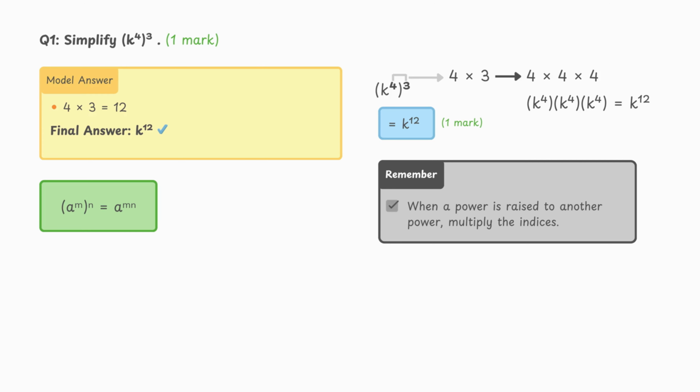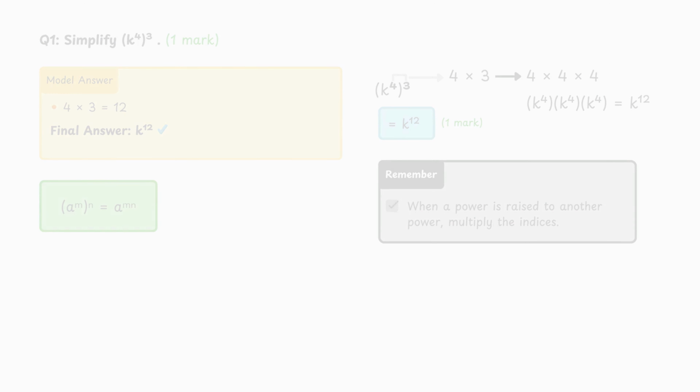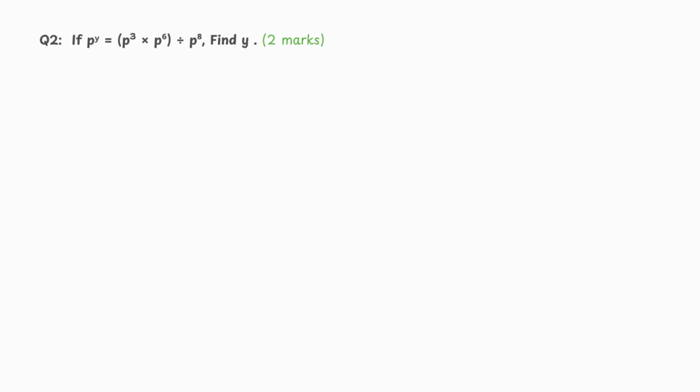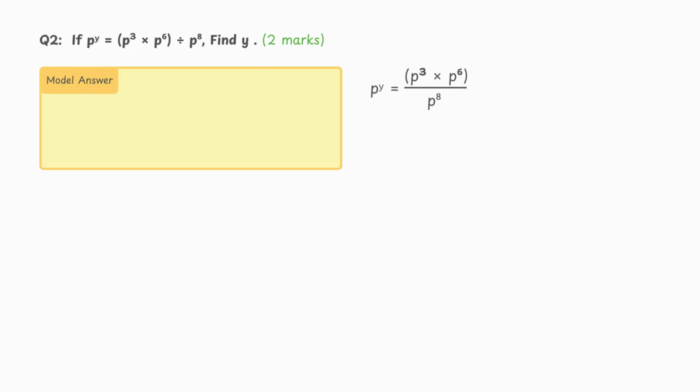Let's move on to another example. You can pause the video and try it yourself. We are told that p to the power of y is equal to p cubed multiplied by p to the power of 6, all divided by p to the power of 8. Our goal is to find the value of y. First, look at the two powers being multiplied in the numerator. We have p cubed multiplied by p to the power of 6. Because the bases are the same, we add the indices. So 3 plus 6 equals 9. This means p cubed multiplied by p to the power of 6 becomes p to the power of 9.